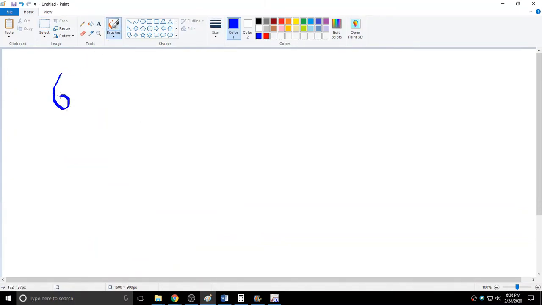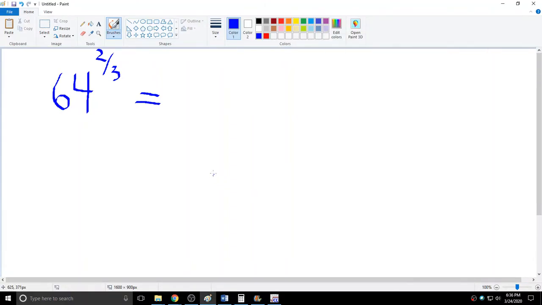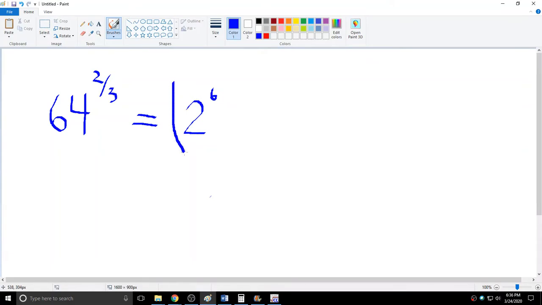So 64 to the 2/3. Now realize that 64 is actually 2 to the 6. 2 to the power 6 is 64. So I'm going to write it that way. 2 to the 6, all of that is being raised to the 2/3.